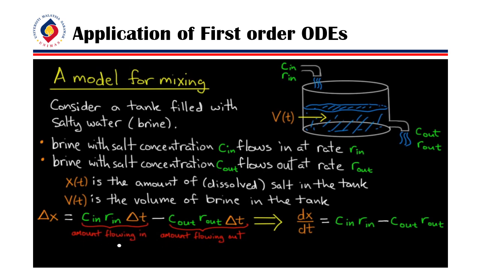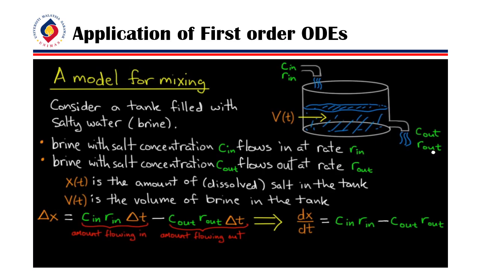Now, how do we determine how much flows in and how much flows out? Well, we know the rate at which brine flows in, and we know the concentration of salt in that brine. Knowing these two quantities, we actually know the rate at which the salt flows in. It's C in times R in. For example, if the rate in is 1 gallon per minute and the concentration in is 1 gram per gallon, then the rate at which salt flows in is C in times R in, which is 1 gram per minute. So same goes for out, the rate out. So the rate of salt flowing out is C out times R out.